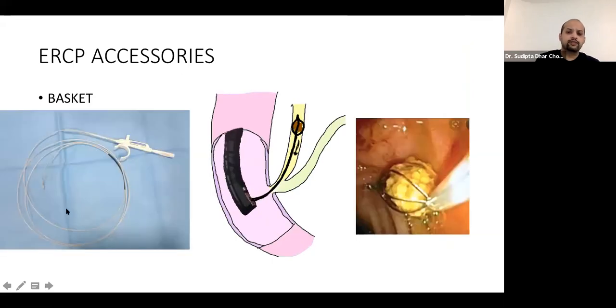The other accessory for stone extraction is a basket. Now, the basket is used to entrap the stone within the wires of the basket. And again, the extraction technique is similar to that of a balloon. That is, we pull the basket along the axis of the bile duct.